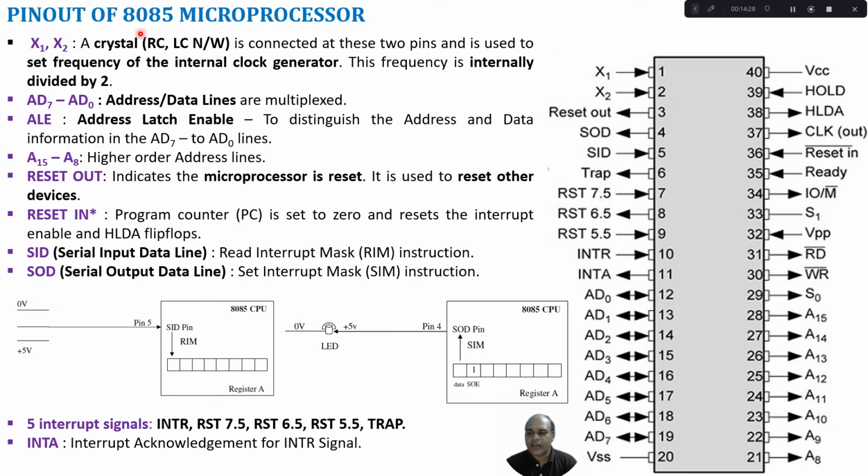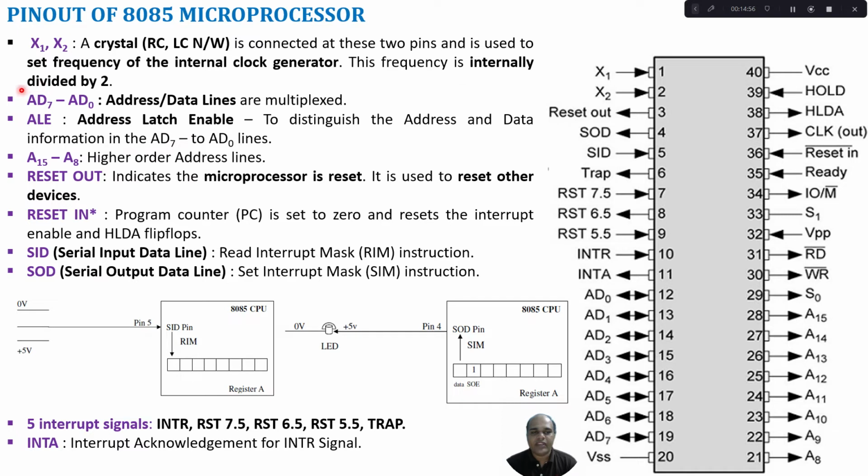So it can be connected with the oscillator of 6.144 megahertz. And remember, in 8085, it has a frequency divider circuit inside the microprocessor. So this 6.144 megahertz will be internally divided by 2. It becomes 3.072 megahertz. And that is the operating frequency of your 8085 microprocessor.